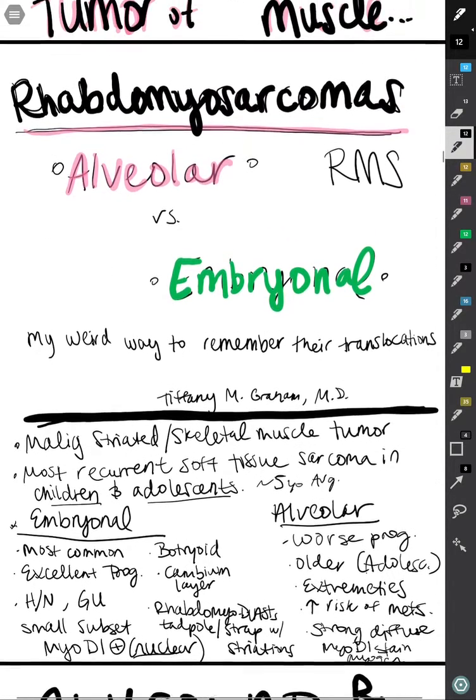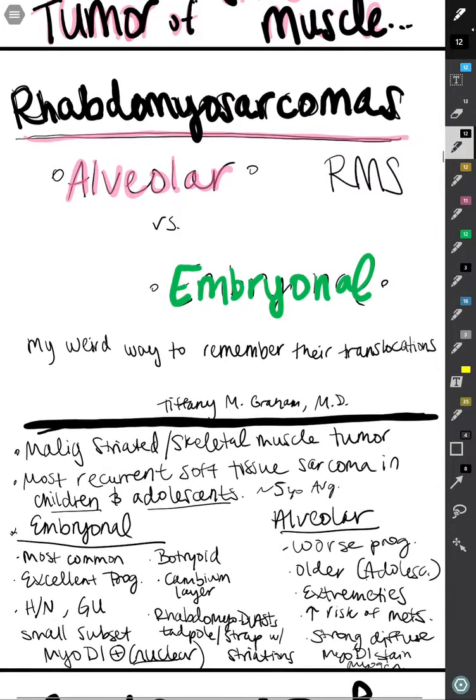To start off, just a little bit briefly about rhabdomyosarcomas. It's a malignant striated skeletal muscle tumor. It is the most recurrent soft tissue sarcoma in children and adolescents. About 5 years of age is when they typically present.